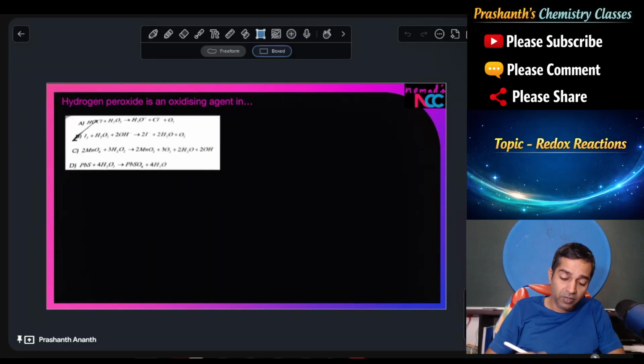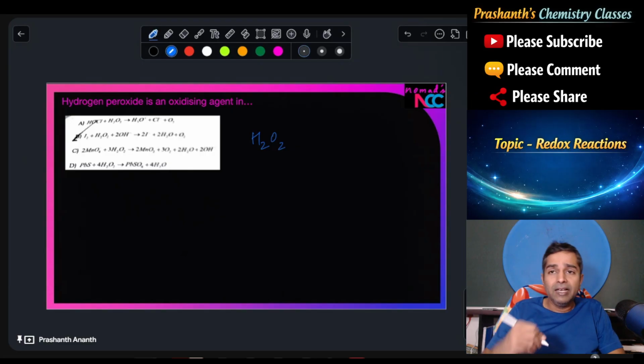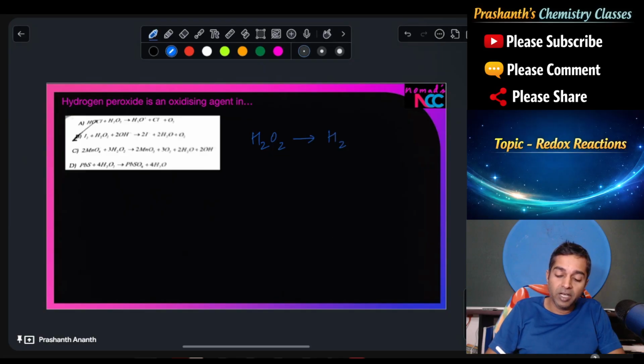So let's have a look at the reactions over here. When hydrogen peroxide is going to be acting as an oxidizing agent, what does that really mean? When H2O2 acts as an oxidizing agent, some other substance has to undergo oxidation, meaning H2O2 should undergo reduction and it should end up becoming H2O. So let's quickly analyze what is the simple aspect over here.